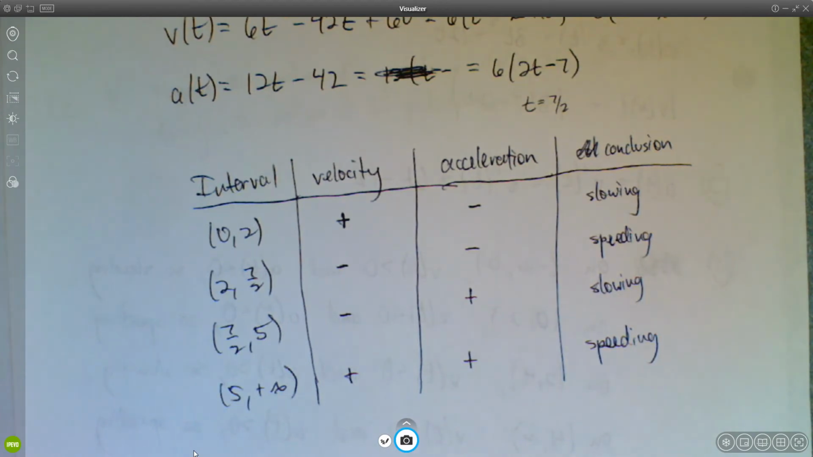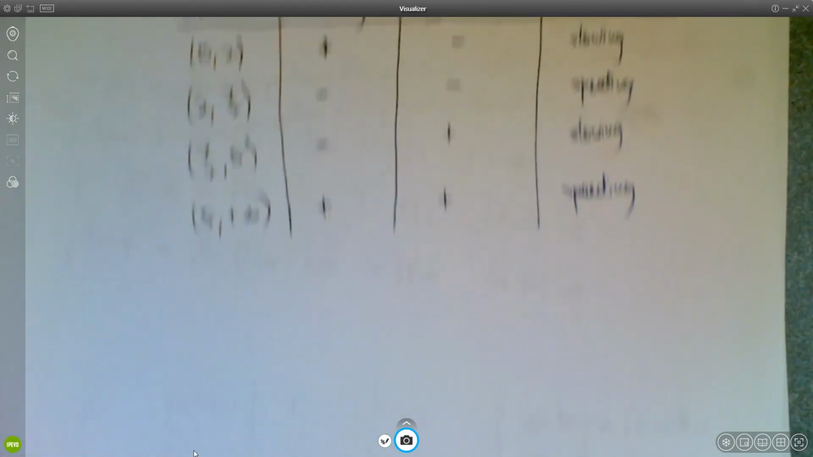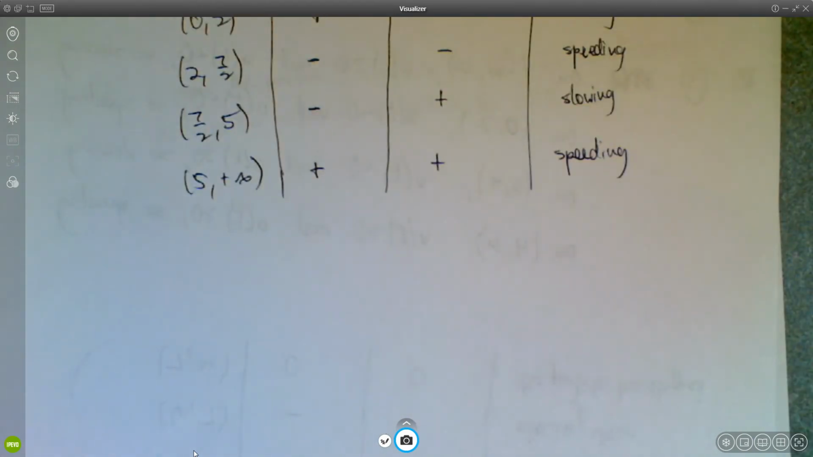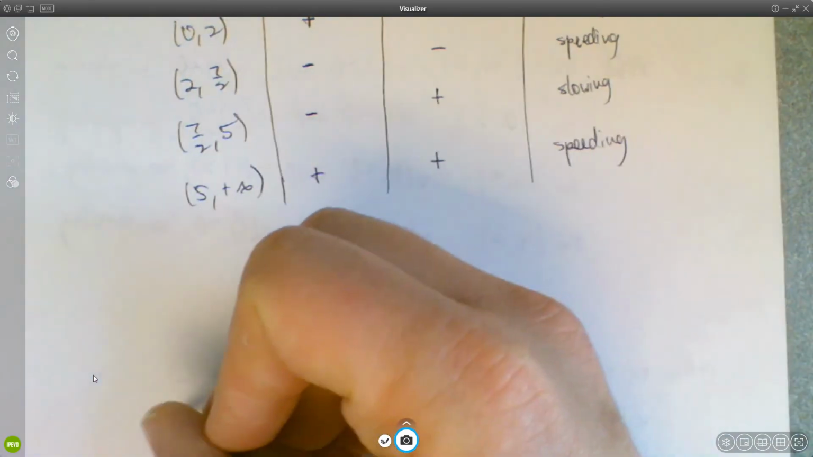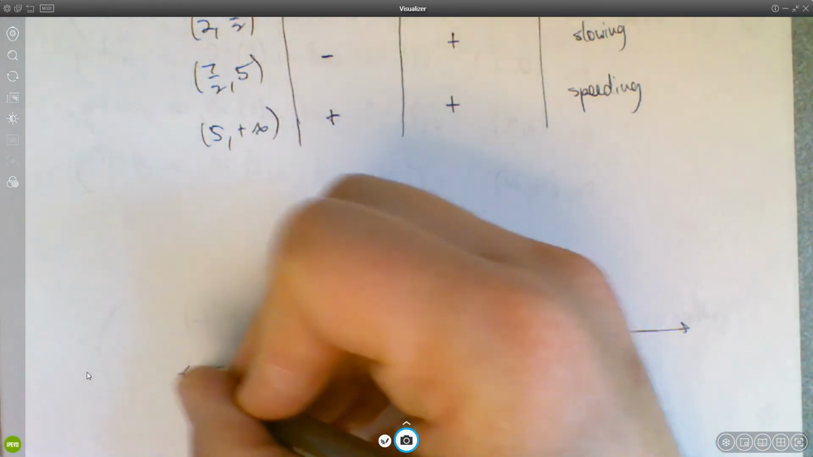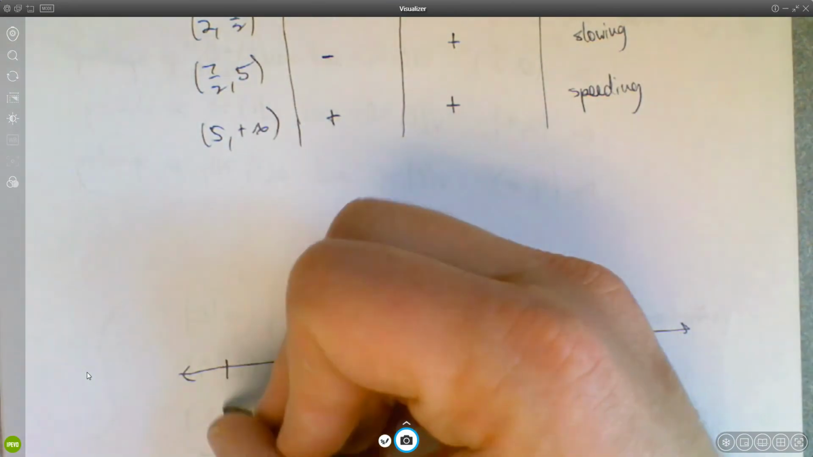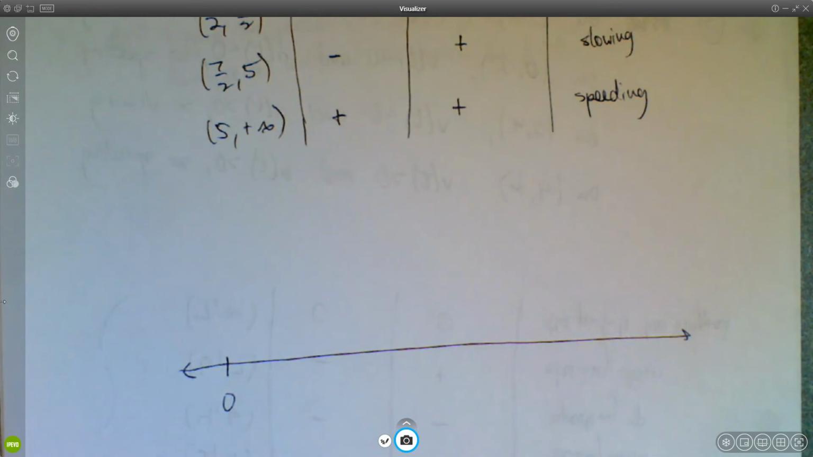What else would they want us to do? One of the things that they like us to do, if you encounter this kind of question in the homework, is to draw a schematic, which shows you the motion of the particle. So you can visualize it on a number line, I suppose. We're starting at time t equals 0. And then we had some interesting things happen.